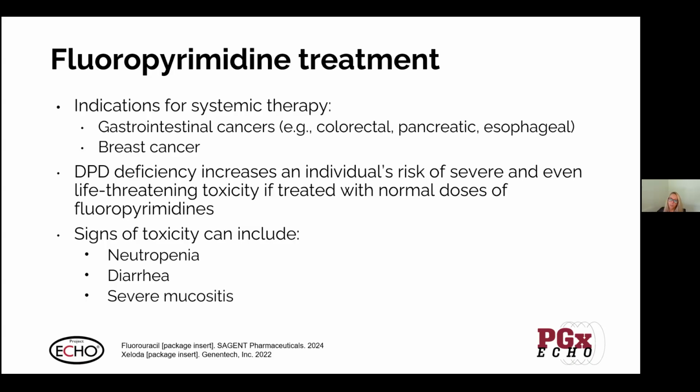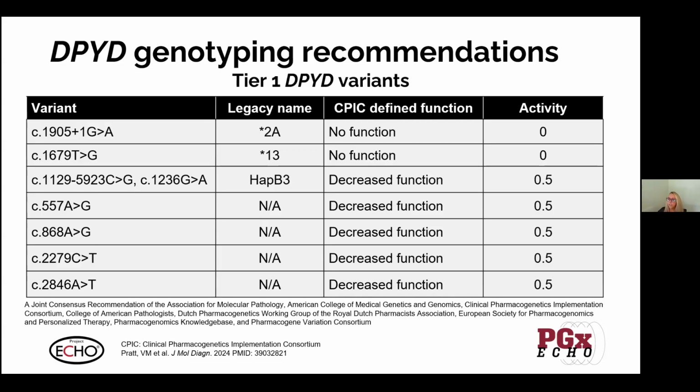Someone who has DPD enzyme deficiency will have decreased metabolism of the drug to its inactive metabolites, and this results in increased systemic exposure, therefore increased risk of severe and even fatal toxicity if they're treated with standard doses of fluoropyrimidines. Certain variants in the DPYD gene can result in DPD enzyme deficiency or decreased activity of the enzyme. In other words, the DPD enzyme has little or no function.